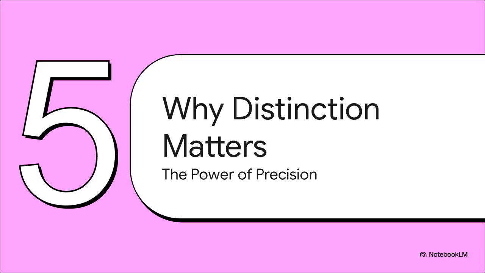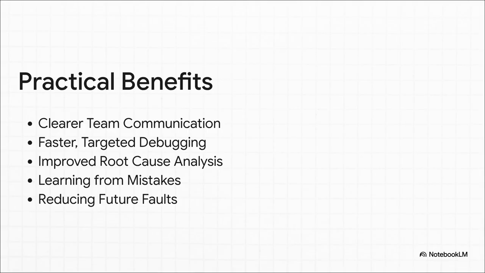Okay, so at this point, you might be thinking, why does this matter so much? Does it really make a difference if I call it a bug or a failure? And the answer is, oh yeah, it absolutely does. Being this precise with your language has some seriously powerful benefits. For sure. I mean, think about it. When your team can talk about these things clearly, you solve problems way faster.